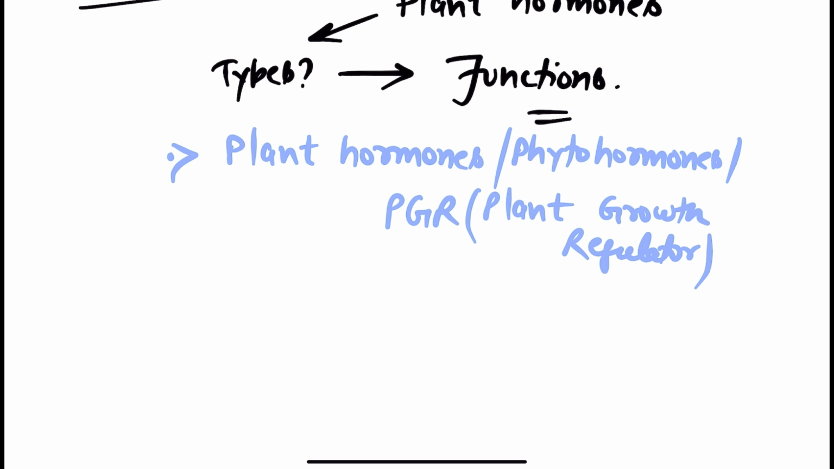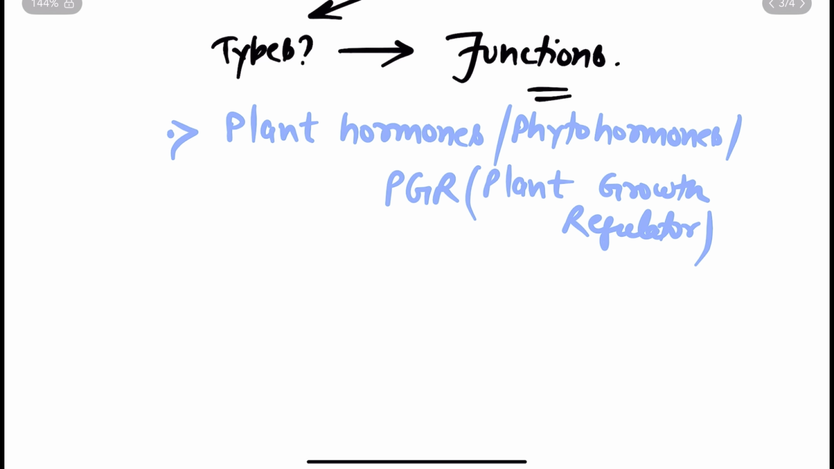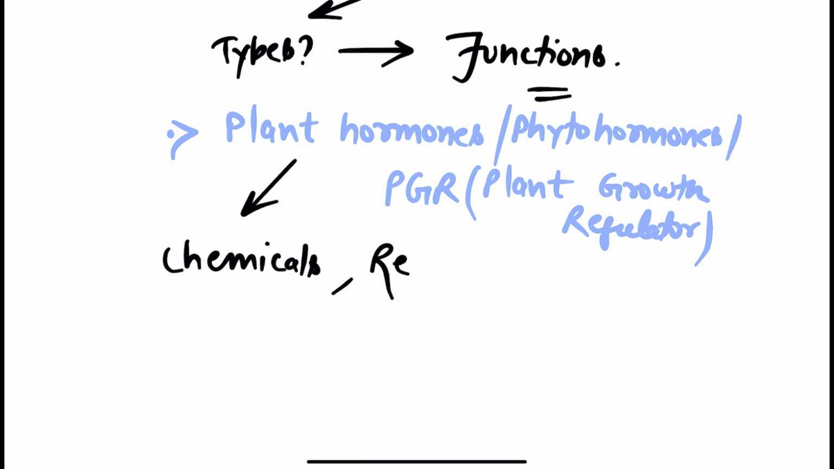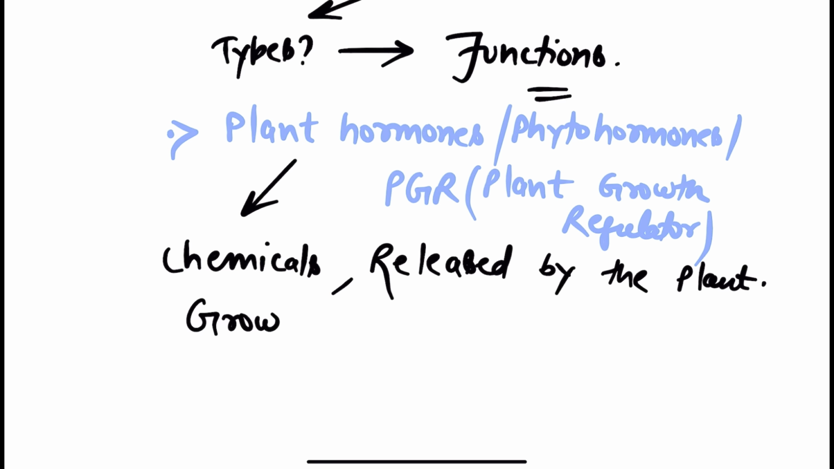So these three names are the same thing: plant hormones, phytohormones, and PGR. So what are these? These are certain chemicals, obviously released by the plant. And as these chemicals are released by the plants, they will regulate the growth of a plant.